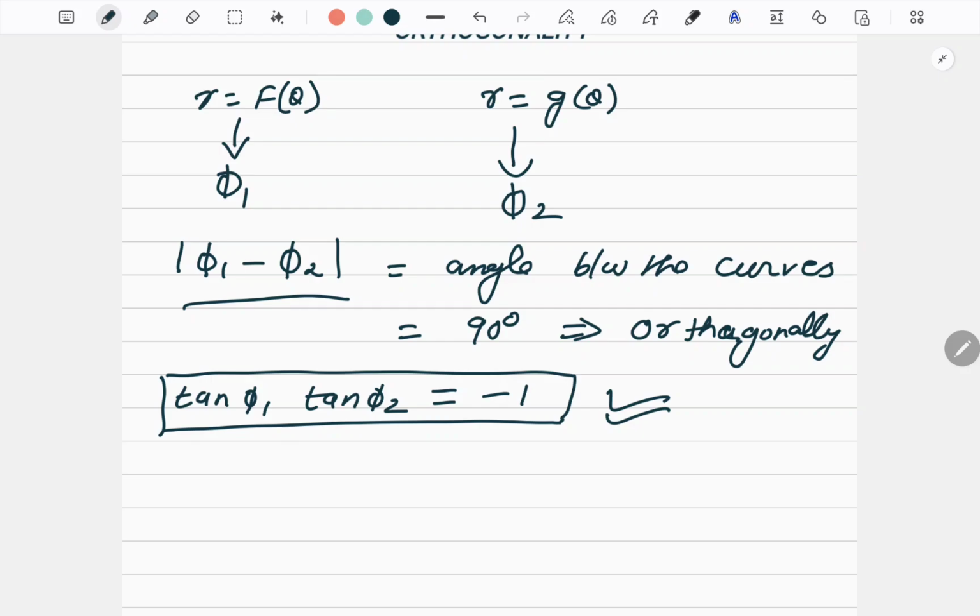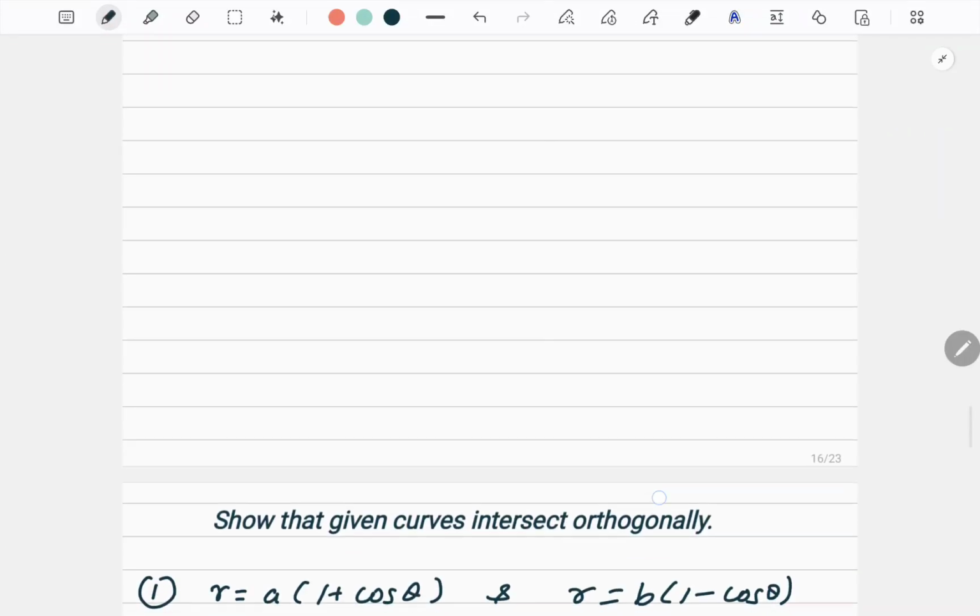So in this video, we will do questions based on orthogonality, and I will be using this concept in all the questions. As I said, I'll repeat again, without this you can also do it by the other method. Okay, so let us start with the question.